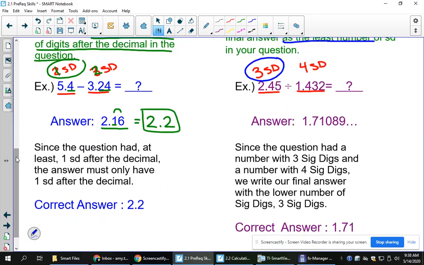See how the calculator gives you all of these decimals? Well, there's no way that whatever I measured up here that was accurate to 2 and 3 decimals could be more accurate than that. That's why we use SIGDIGs. So I need to write this answer with 3 SIGDIGs, but I don't just write the first 3 numbers.